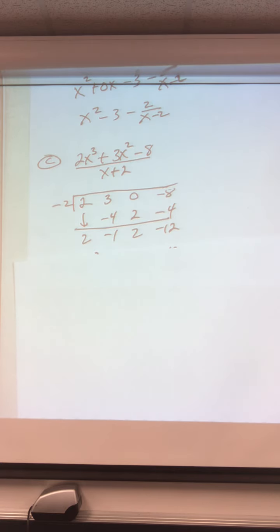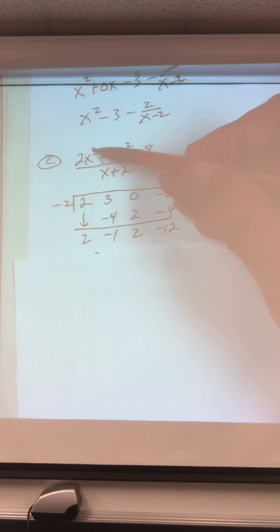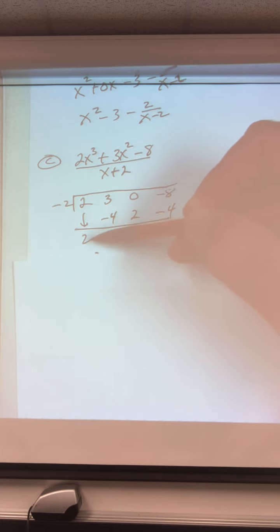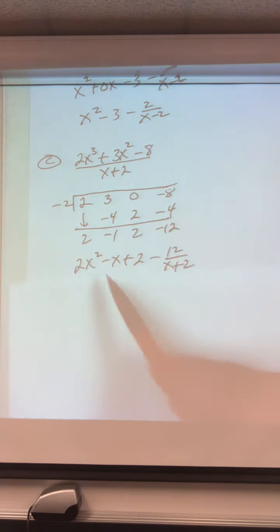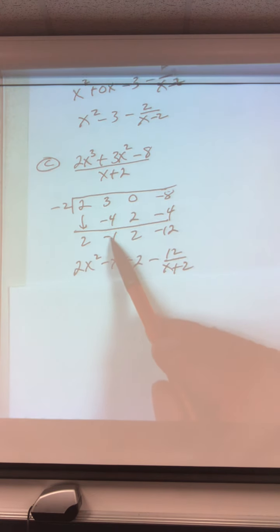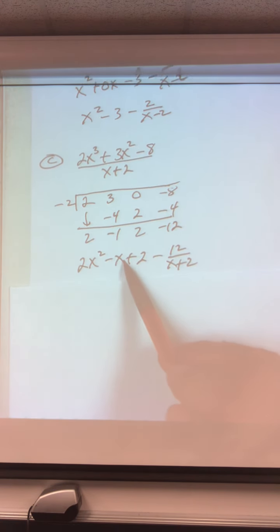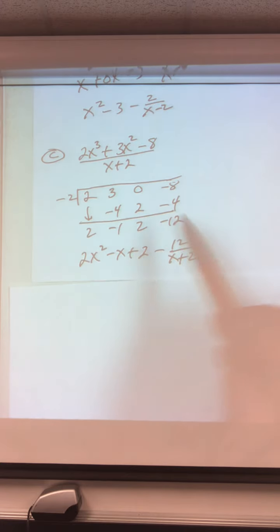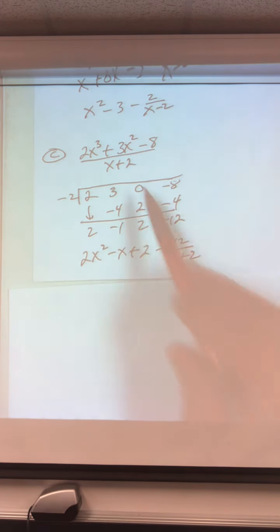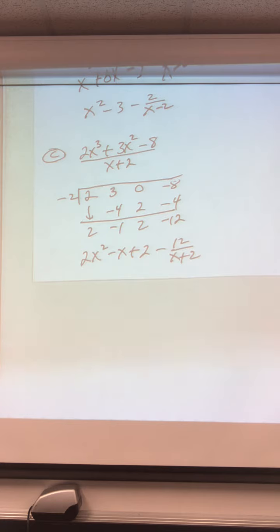Write out the final answer. Well, you're dividing an x^3 by x^1. So this answer will again start with x^2. So this is going to be 2x^2 minus 1x plus 2, and then always the remainder over your divisor. Now, if that remainder is positive, you put a plus right there.